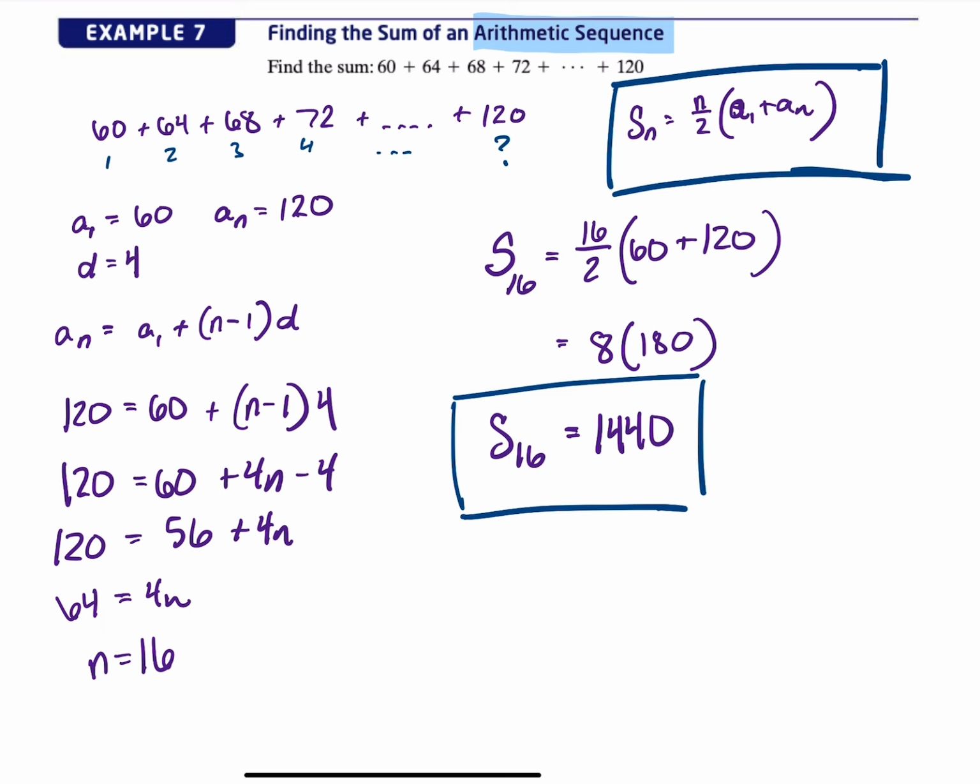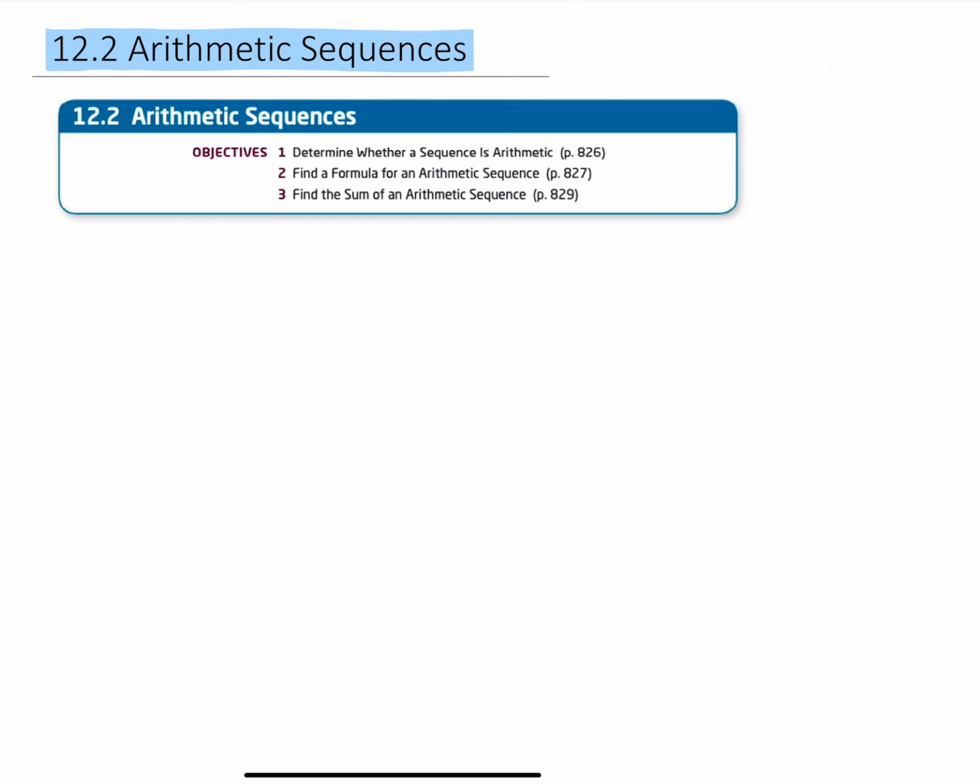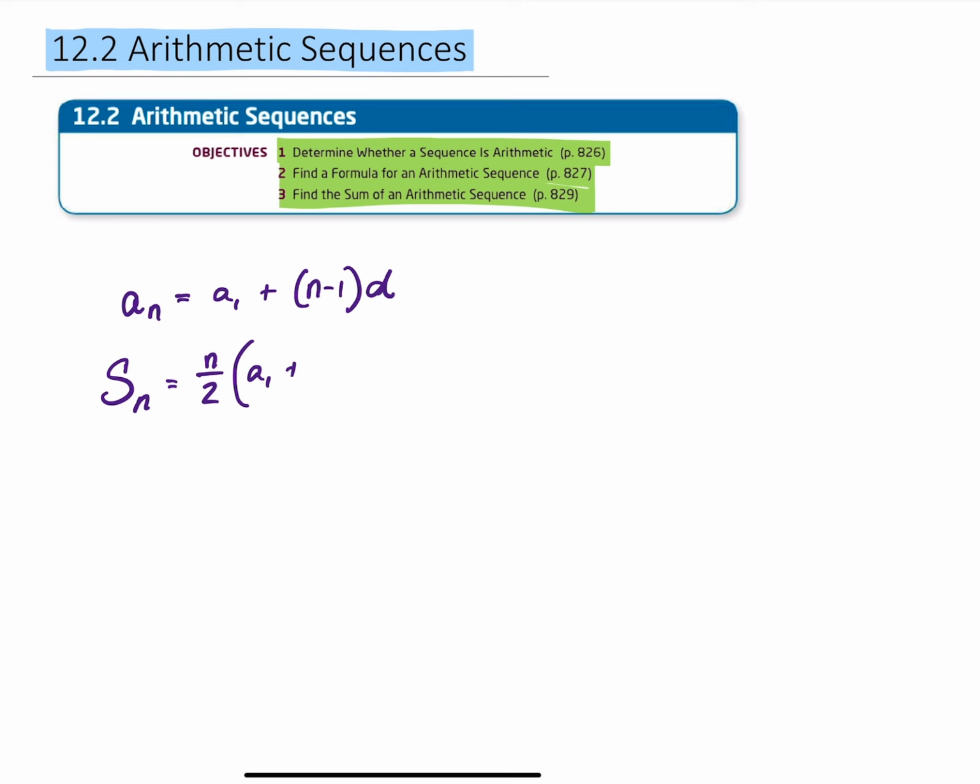Okay, that'll be it for this video. So we saw how we can determine whether a sequence is arithmetic or not. We found a general formula for an arithmetic sequence and the sum. So just to summarize, if the sequence is arithmetic, we can say a sub n is a sub 1 plus n minus 1 times d, and the sum of the first n terms is n over 2 times a sub 1 plus a sub n.